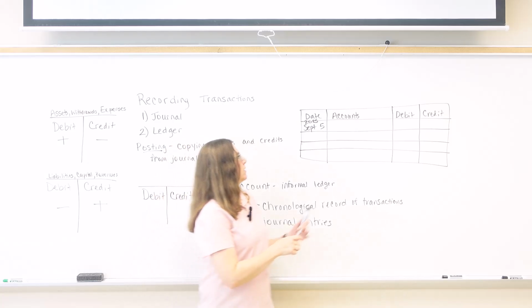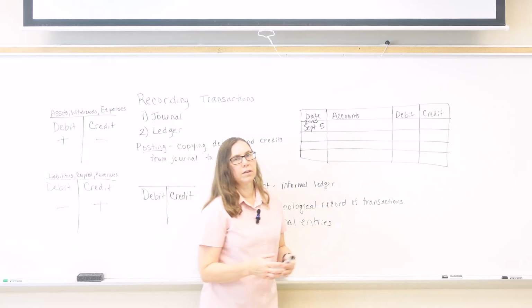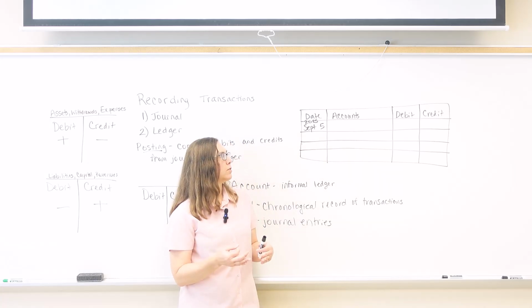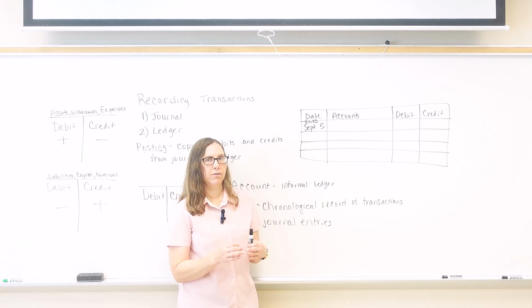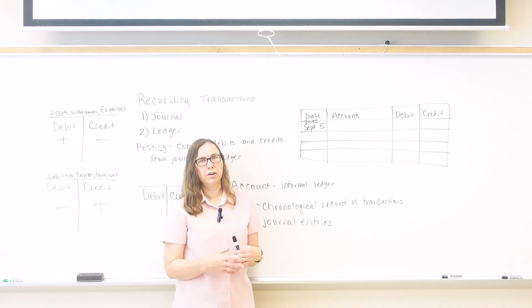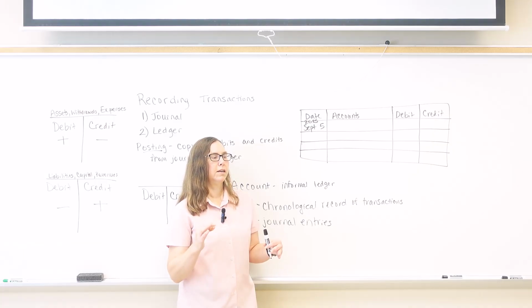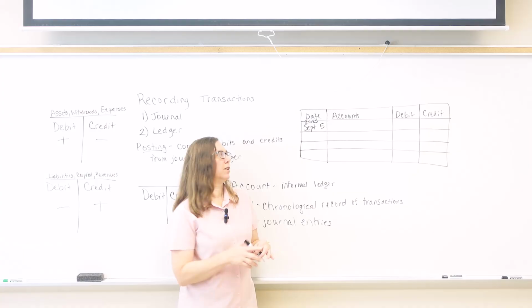And then it's going to have a column for the accounts and explanations. So the account is going to be the exact account name from the chart of accounts. So if you're debiting rent expense, you would write rent expense in here. You would not write paid rent expense. You would not write anything else but the name of the account.